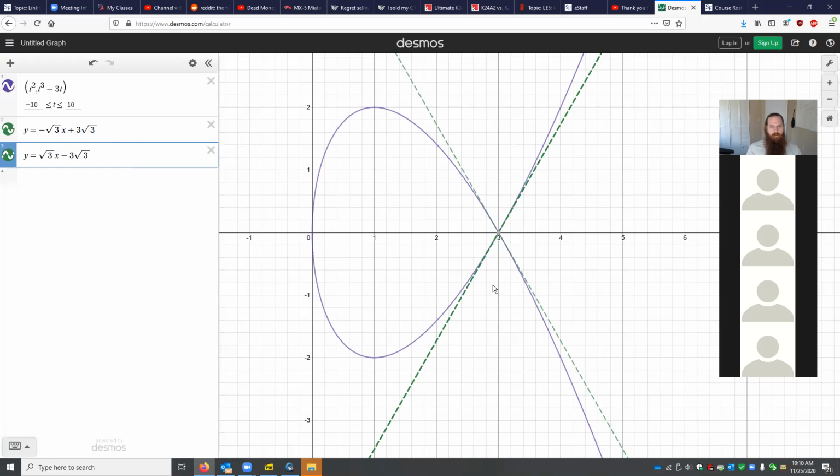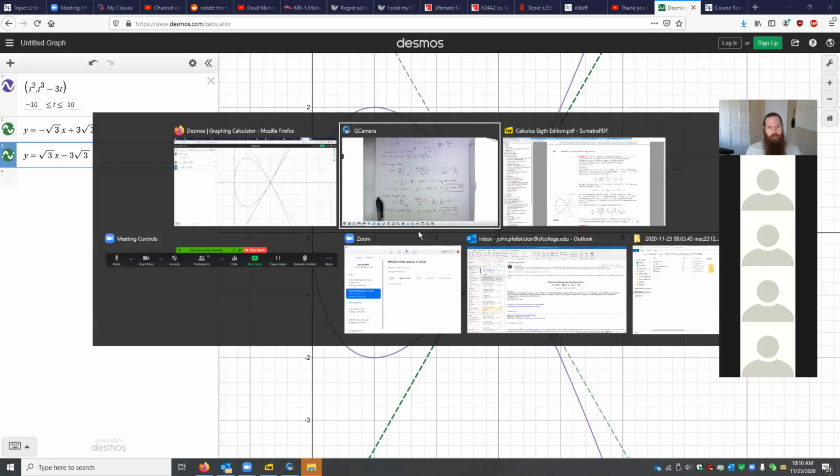So this curve, because it self-intersects at the point 3, 0, there's multiple tangent lines. Each one of those tangent lines comes from plugging the appropriate time into the derivative. Beyond that, it's just like it is in Calc 1. You just use the point slope formula, you come up with your slope using the derivative, and then you plug in the point slope. Nothing crazy.